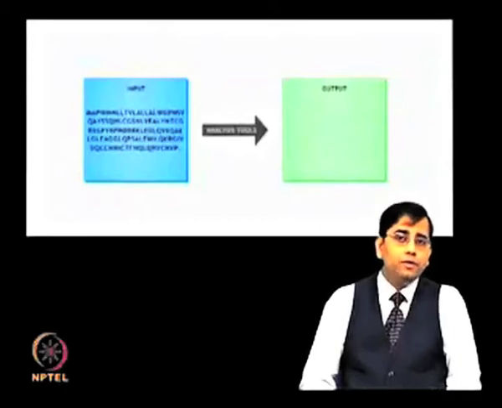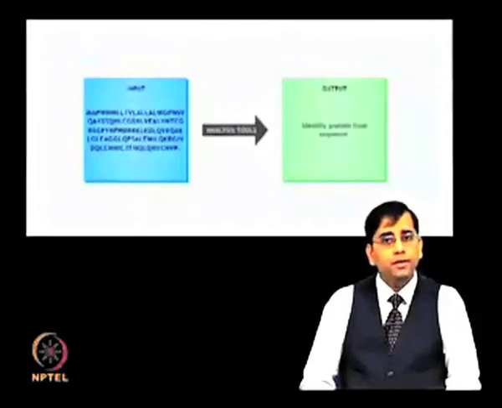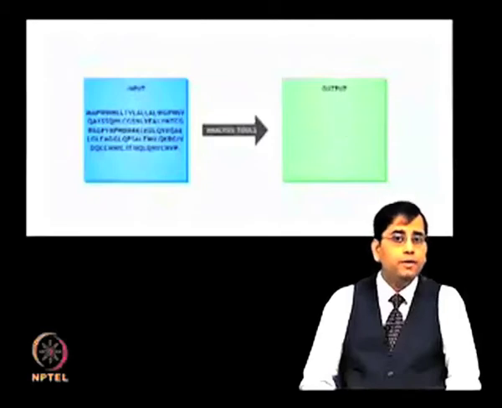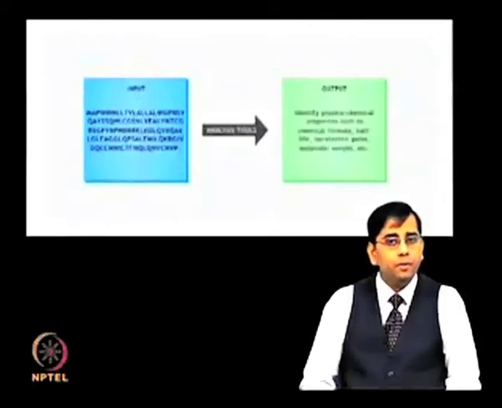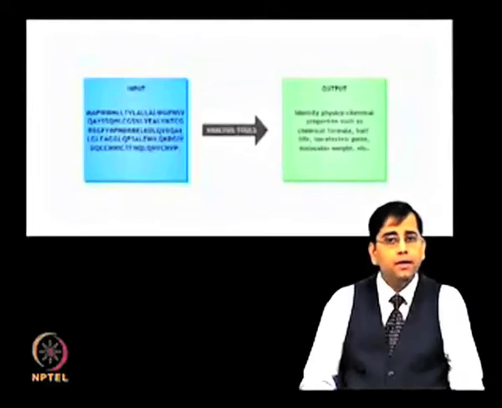Various kinds of results output can be obtained. Identity of protein from sequence, identification of physicochemical properties, molecular weight, isoelectric point, sequence tag information. Similarly, search algorithms such as versions of BLAST, FASTA and multiple sequence alignment.